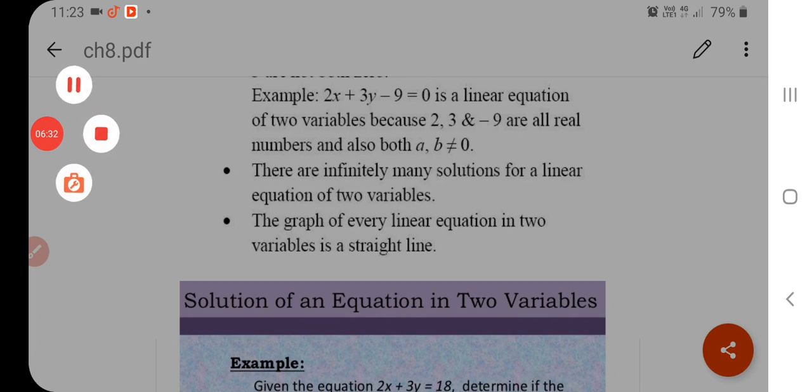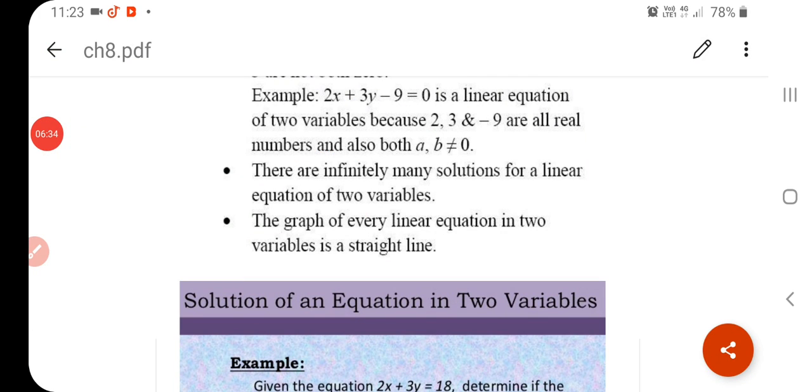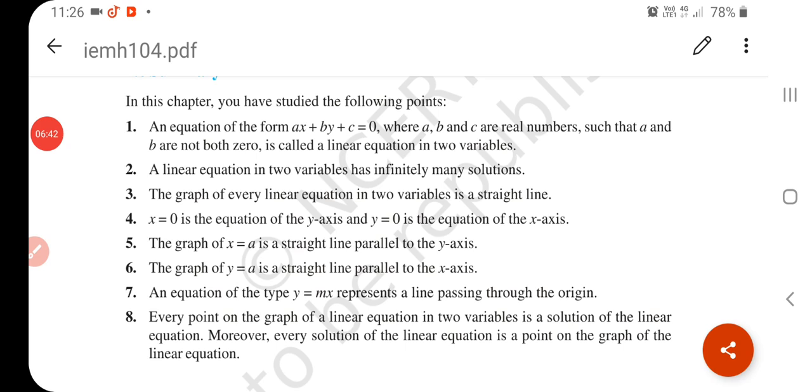Now, in short, in this chapter you have studied the following points. An equation of the form ax + by + c = 0, where a, b and c are real numbers such that a and b are not both 0, is called a linear equation in two variables. A linear equation in two variables has infinitely many solutions. The graph of every linear equation in two variables is a straight line.